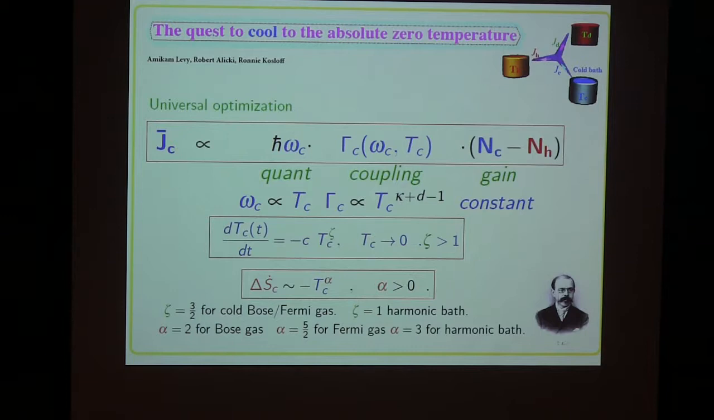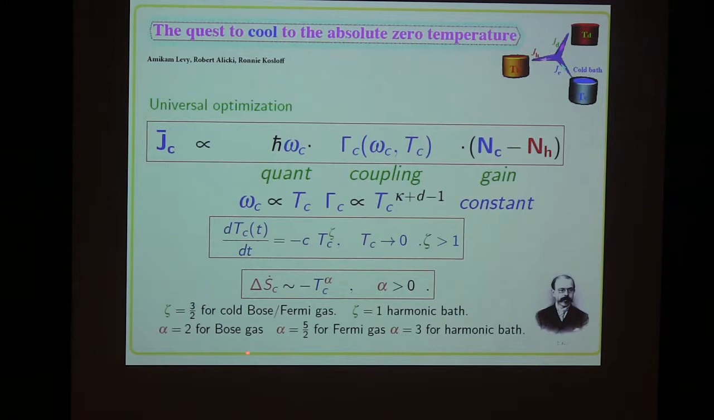And we can look at it in two ways. What's the rate of temperature change as a function of temperature of the cold bath? This gives us one exponent, and it has to be larger than one, otherwise we would cool in finite time to absolute zero. And we can ask what's the exponent in the entropy change when the temperature goes to zero, another version of the third law, that the entropy change should go to zero.